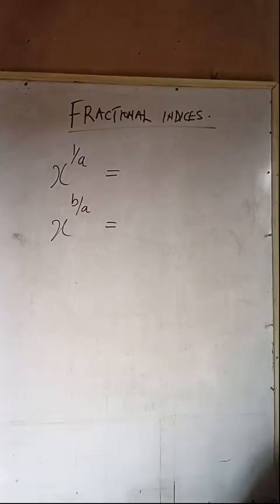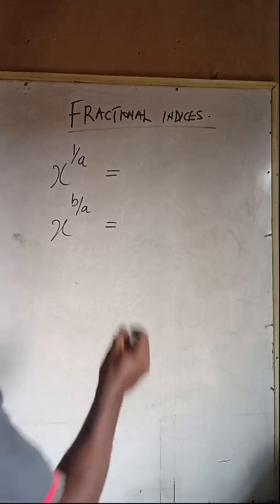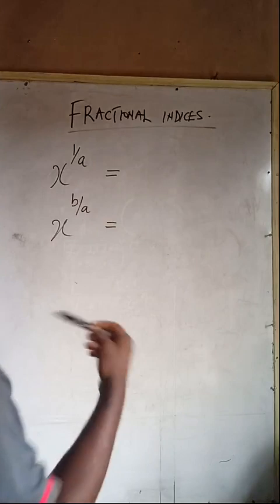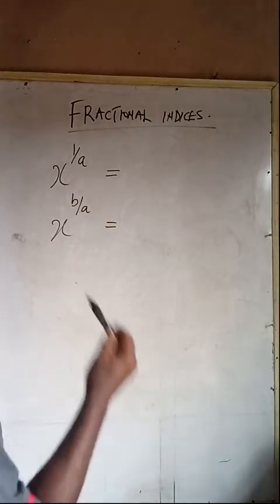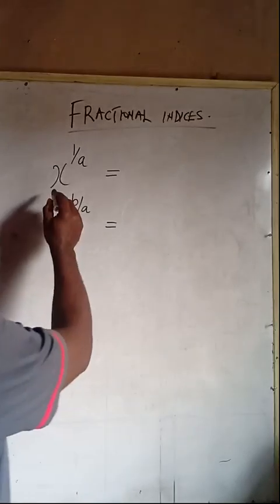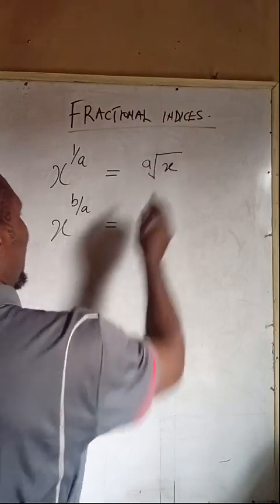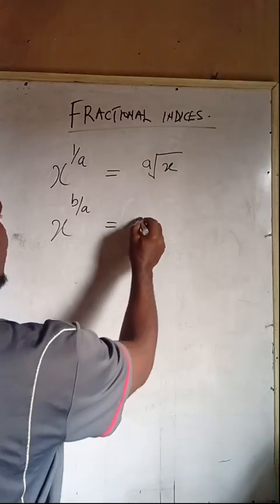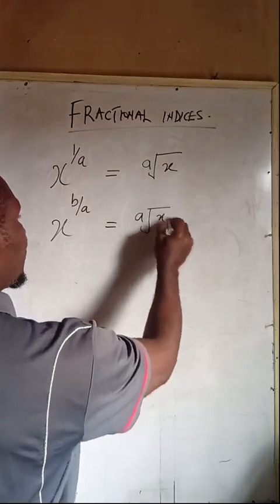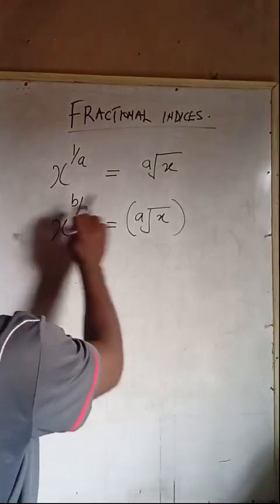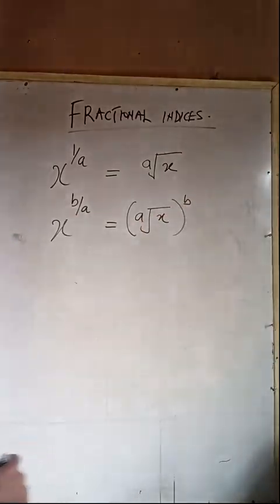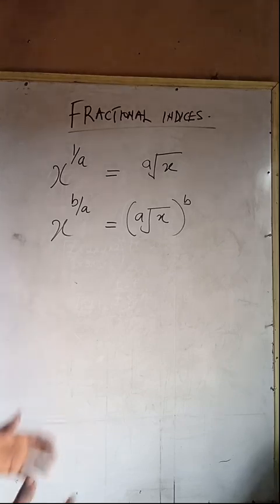This is a major form of indices that requires a level of attention because the index is in fraction. That is why we call it fractional indices. So when you have something like this, you will write it as root x. When you also have something like this, you have the same thing, root x, but it will now be raised to power b. So we are going to be using this formula to explain how we can use it to solve many indices questions.